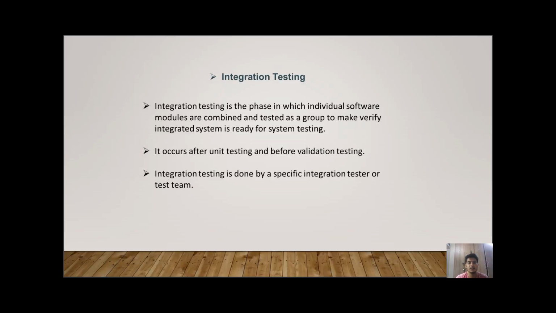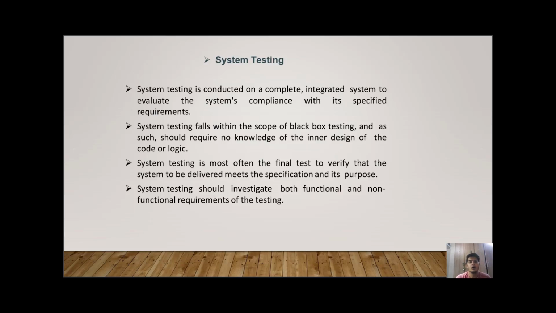Then comes integration testing. All the small modules are integrated together, combined together, and tested accordingly. If two modules are tested in unit testing, then both of them are combined, and integration testing is done on that. Then comes system testing. When all the modules are integrated together, the whole system is combined and testing is done on that. Both black box and white box testing can be done in system testing. Testing should investigate both functional and non-functional requirements.